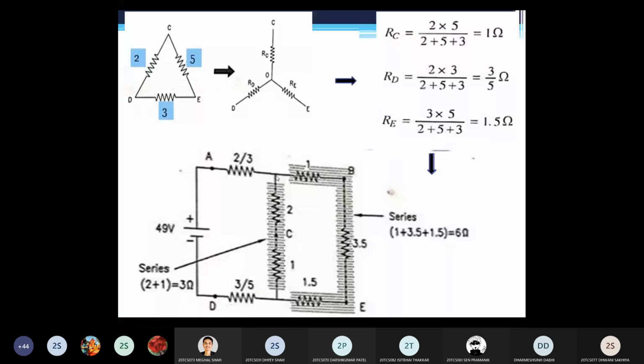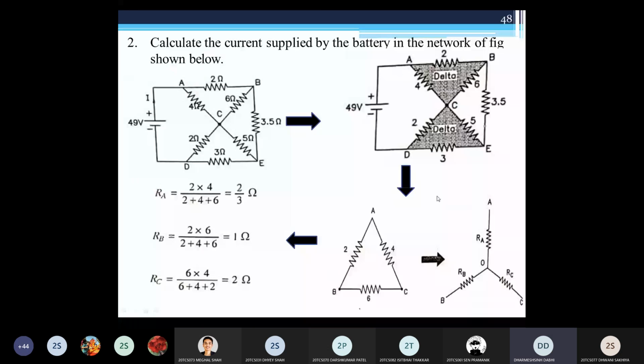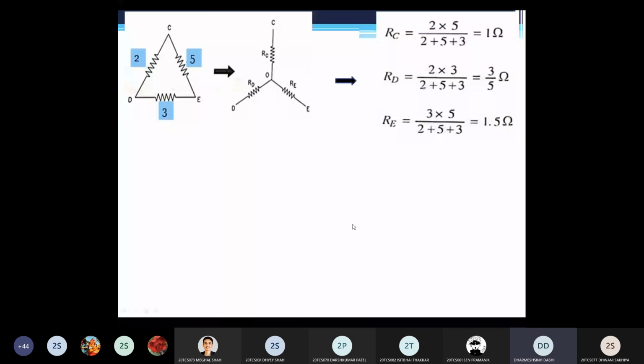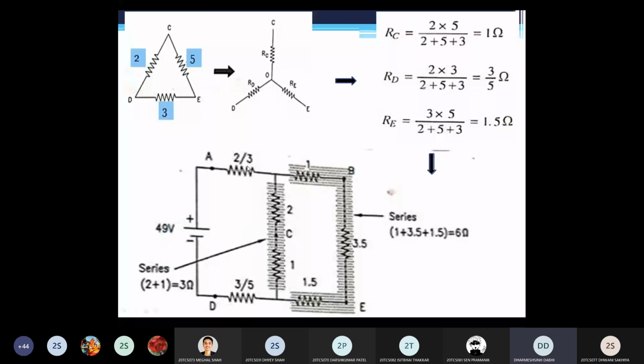First, your delta, you converted into star. So your RA and RB are on the horizontal plane and RC is on the lower line. So it looks like this way. You can see that, RA is 2 by 3, RB is 1 and RC is 2 here. So you can see the star here. Same way, for this other delta which you converted into star, RC you get 1 ohm.